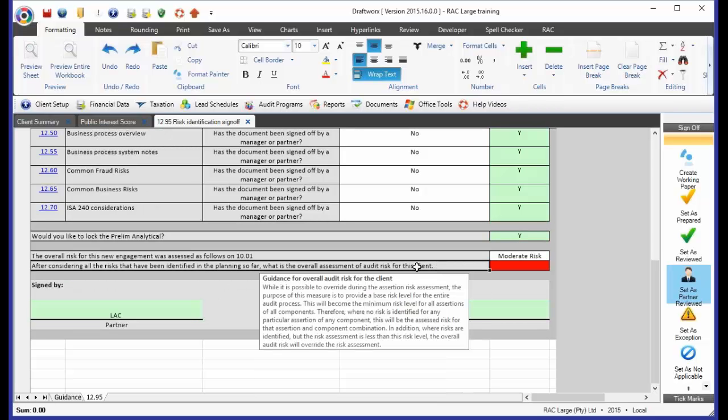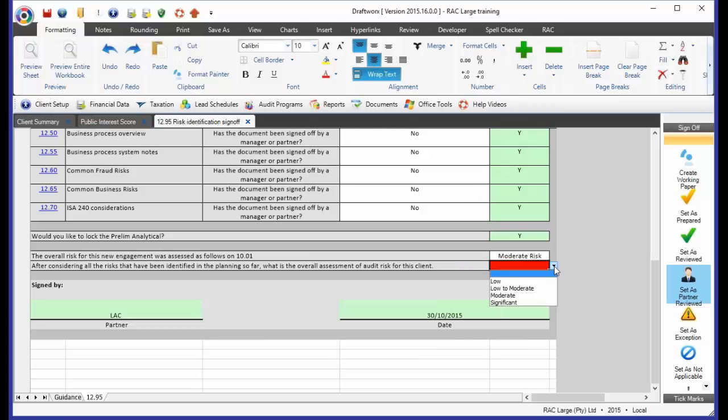It's talking about guidance for the overall risk for the client. So we've gone through the risk identification process. We've done all the planning. How risky do we feel this client is? Now, it is a judgment call. If I hit the drop down, you'll see it's low, low to moderate, moderate or significant. What this will ultimately represent in your audit file is the minimum level of assurance that you need to obtain for every single assertion of every single component that you've selected throughout the rest of the audit file.